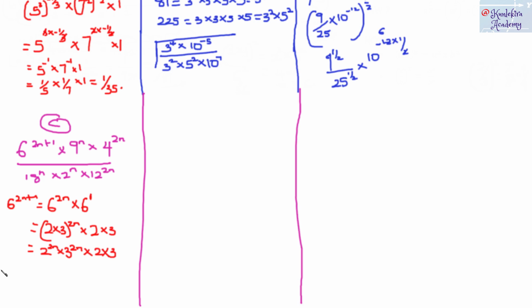Now, let's pick 9. 9 raised to the power n. What will 9 raised to the power n give us? That will be 3 times 3, that's 9, raised to the power n. That will be 3 squared raised to the power n, and that's 3 to the power, open the bracket, 2 times n is 2n. That's for 9.